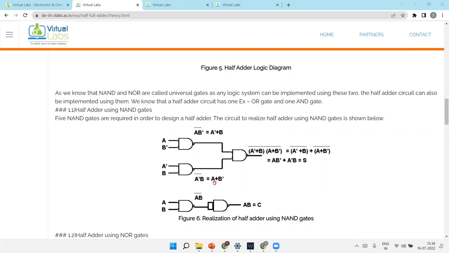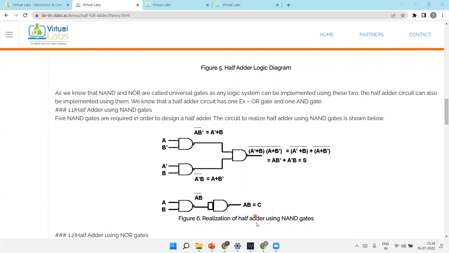If it solves this dash, so A double dash is A plus B dash. So A dash plus B, A plus B dash multiplied by it, A dash plus B into A plus B dash, whole dash. It is equal to A dash plus B whole dash plus A plus B dash. That is equal to A B dash plus A dash B. If you want in detail, then I can prepare a separate lecture. Okay. The carry is A into B bar, then again one NAND gate, A into B double bar.